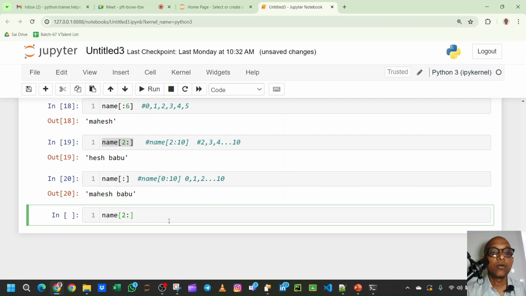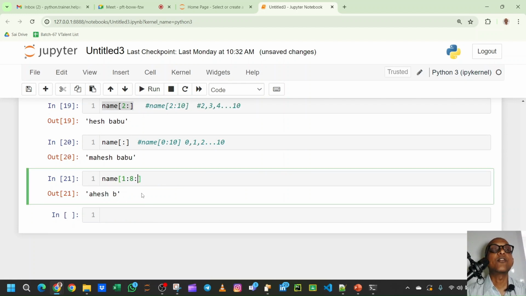So now, let us say 1:8. What does it mean? Here I'm going to get the characters present at index 1, 2, 3, 4, 5, 6, 7. 8 is not included. In this code, I did not mention the incremental value. I'm skipping that, or I can also just mention a colon. I have the option to mention the incremental value, but it is optional. If I don't mention it, I get the default incremental value, 1.